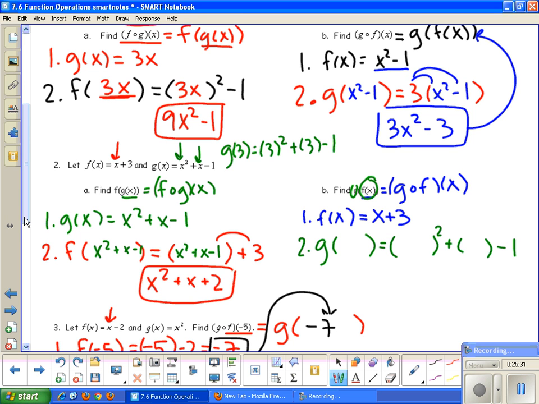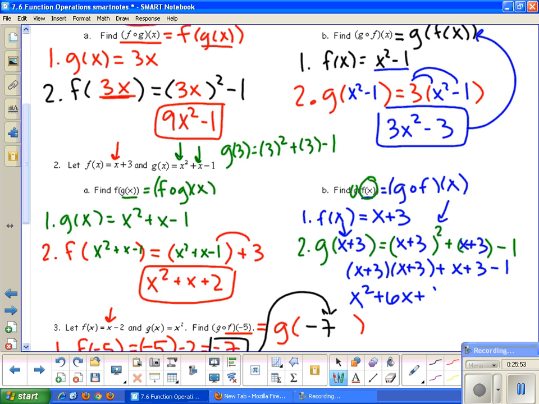What goes into the parentheses? We're plugging in the entire function of f of x right here. So x plus 3, x plus 3. Here we have a binomial squared, so we have to FOIL that. So x plus 3 times x plus 3 plus x plus 3. I can just drop the parentheses, minus 1. When I FOIL this, I get x squared plus 6x plus 9.